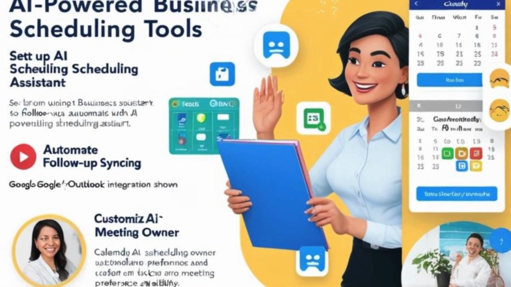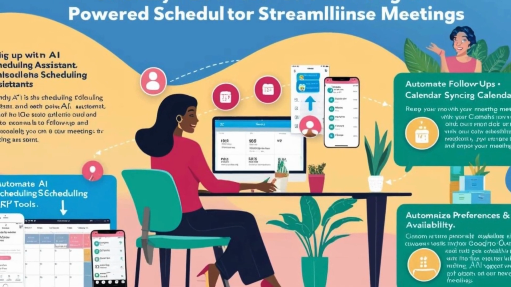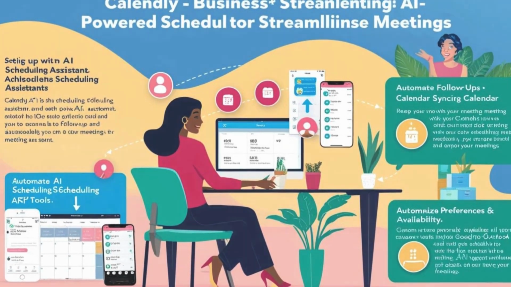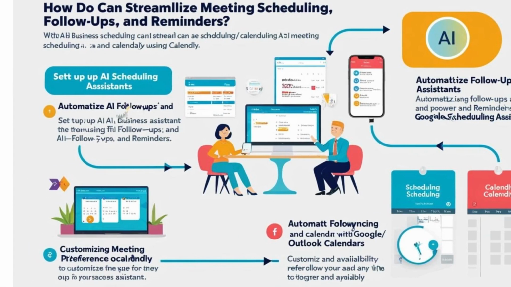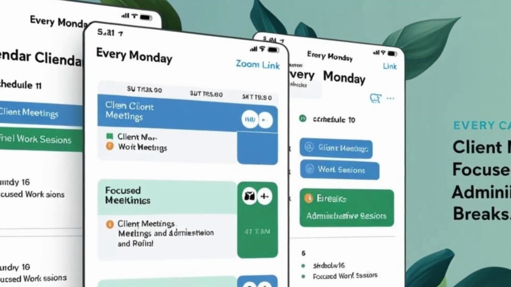Act as my personal scheduling assistant. Every Monday, analyze my Google Calendar for open slots and block time for my client meetings, deep work, admin, and rest. Automatically send Zoom links and reminders to invitees.